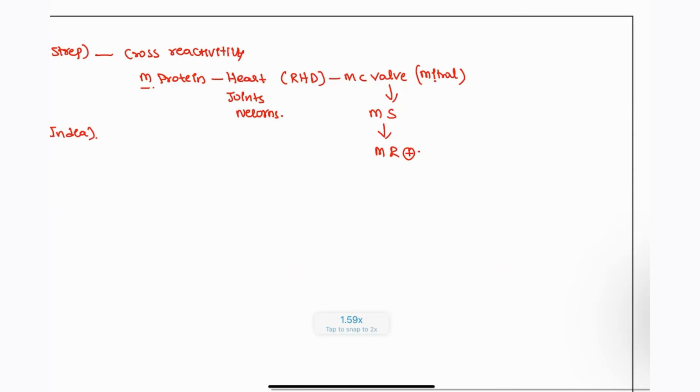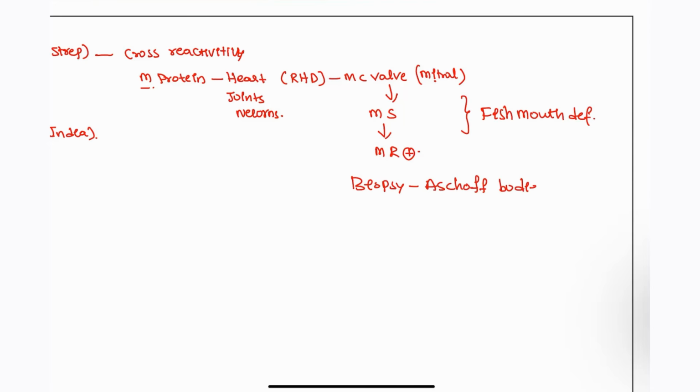What is the deformity that you are going to see here? Fish mouth deformity will be seen in this patient. On the biopsy, you are going to see the Aschoff bodies that are seen in this patient.